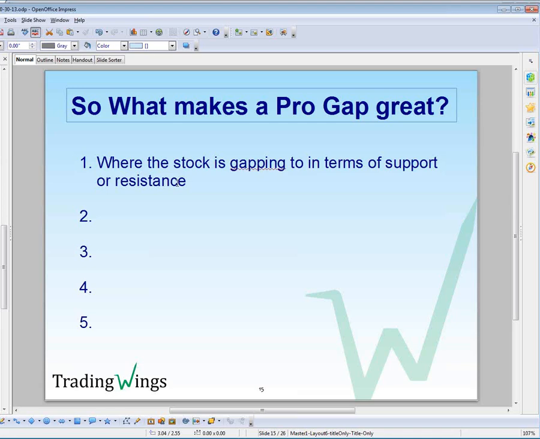If we want to go long, why is it important to know where the resistance is? It might not get through that resistance. If you want to go long, you want to see the gap over the resistance, right? So where is the stock, if you want to go long, where is the stock gapping in terms of where the resistance is? And if you want to go short, where is the stock gapping in terms of the support? Because you want it to be under that support.